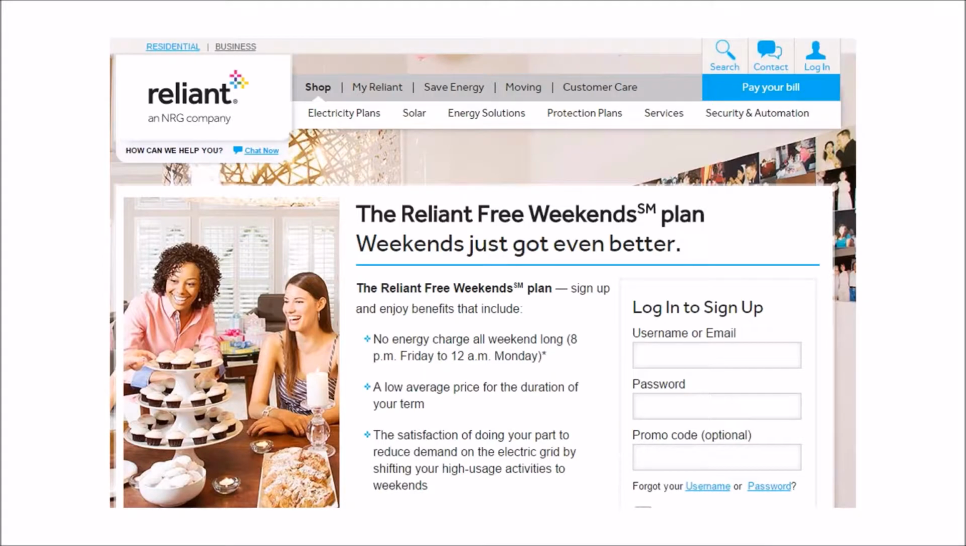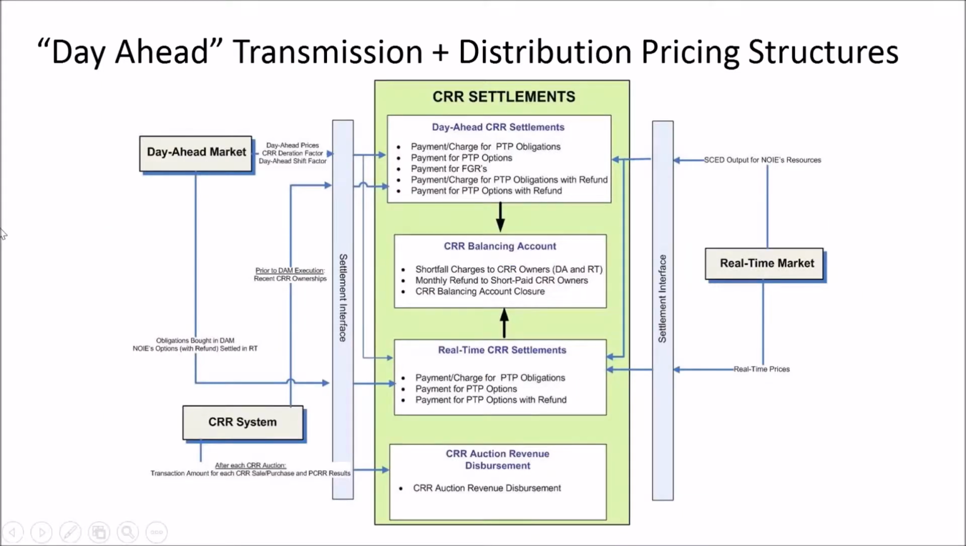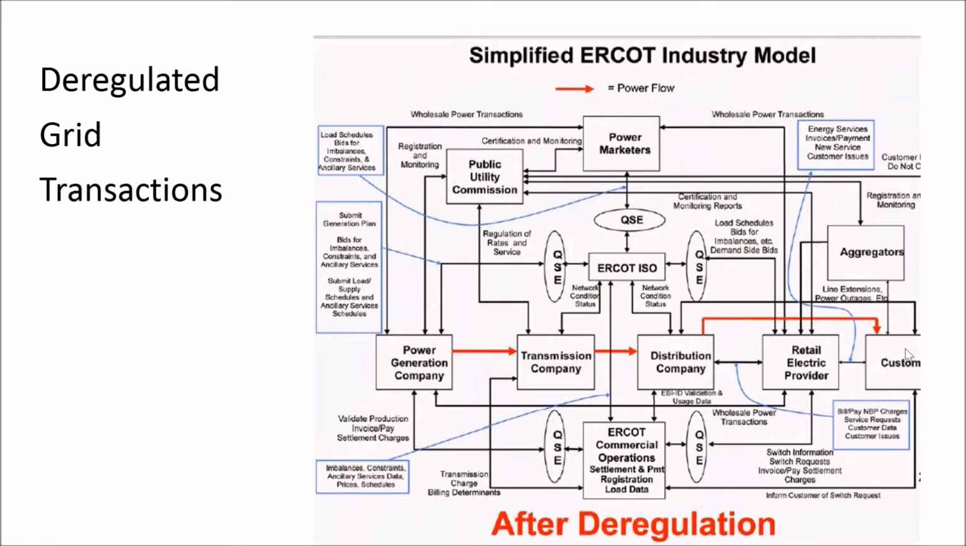Taking a step sideways, it's always good to go onto your utility website and check out what their solar policies are. This is Reliant. Reliant is a retail electric provider on Texas's grid. So Reliant is this guy right here under retail electric provider. They used to be the retail electric provider and the power generation company and transmission distribution, and then they got deregulated, and now they do that.